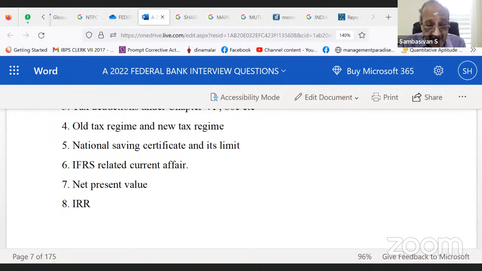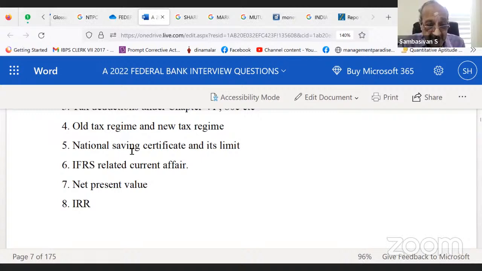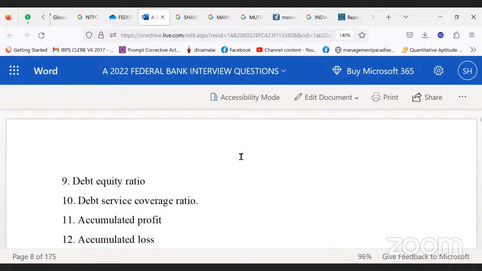They have asked such a question even in, say, a Federal Bank interview: what is the old tax regime, new tax regime? Then, National Savings Certificate, what is its limit? I said there is no limit. I don't know. Then I think probably they are mentioning the 30 lakhs limit given for the senior citizen deposit scheme. Sir, there is no maximum limit.